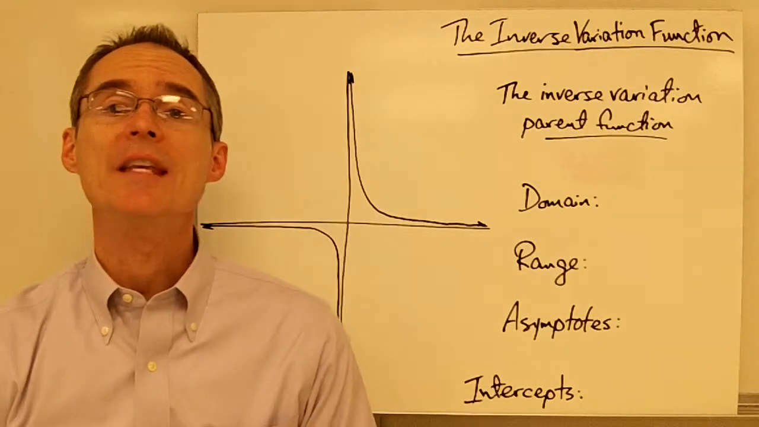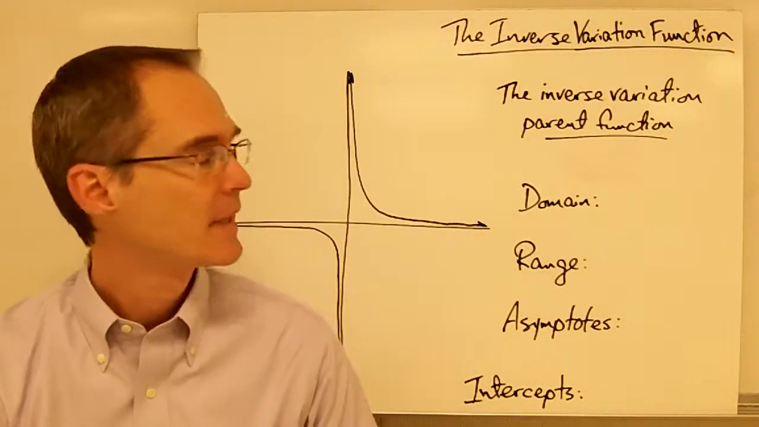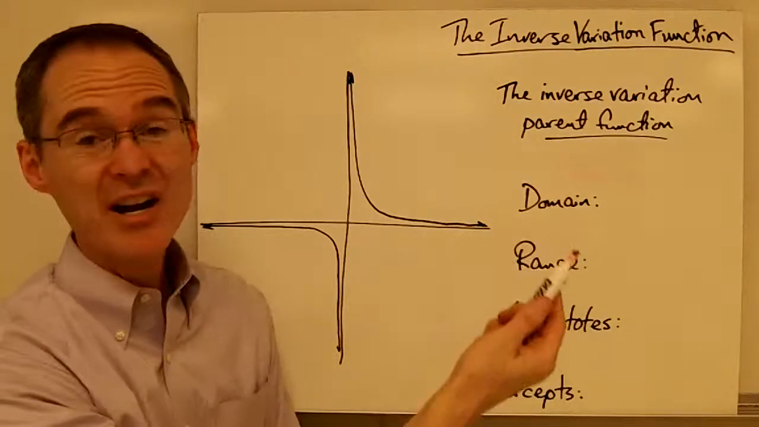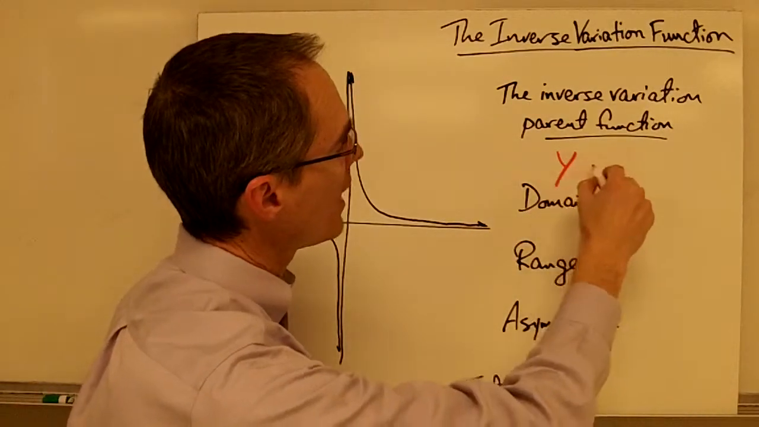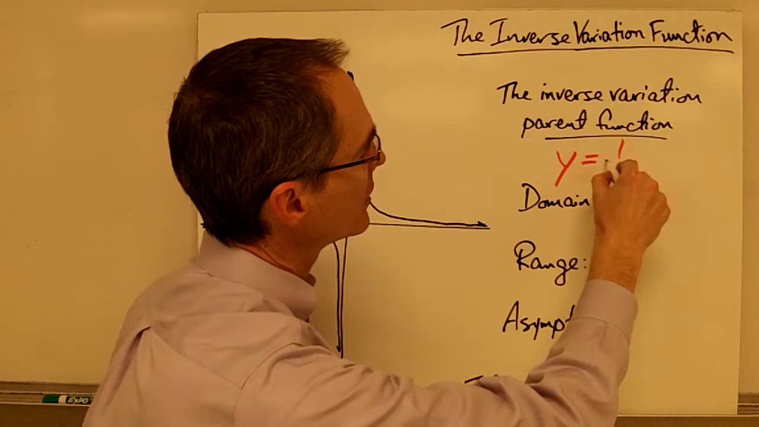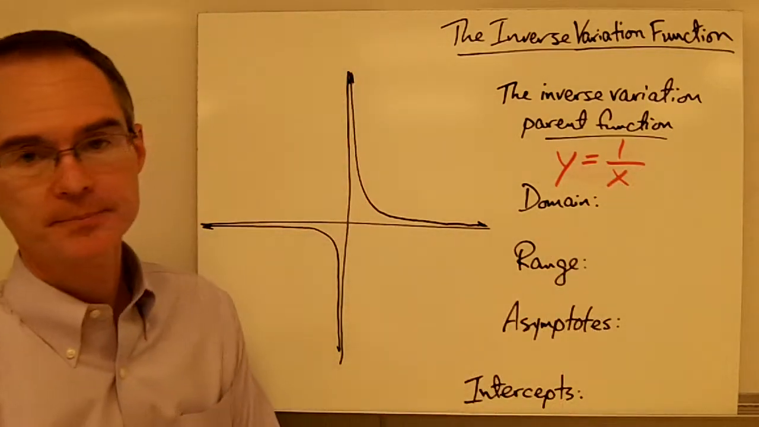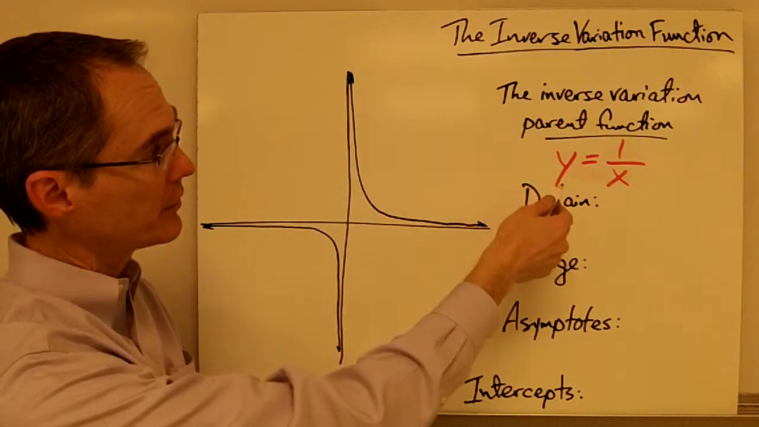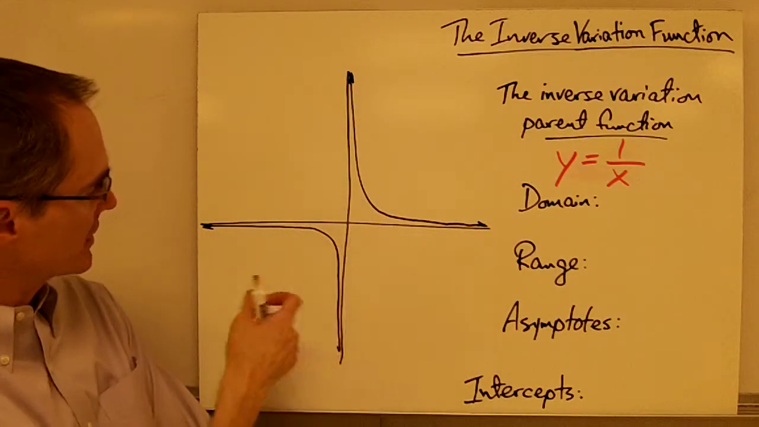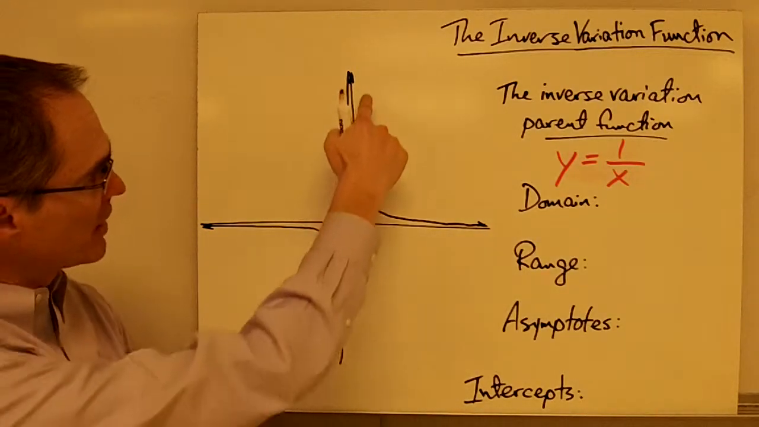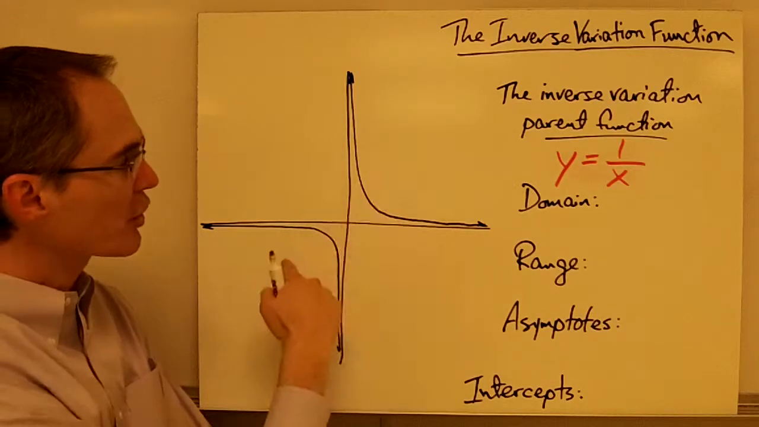Okay, this video is on the inverse variation function. The inverse variation parent function is written y equals 1 over x. And the graph of the inverse variation function looks like this. You'll notice it's made up of these two separate curvy pieces.